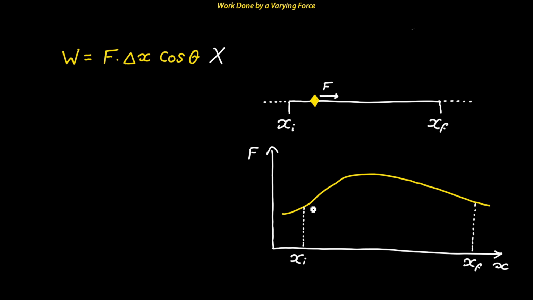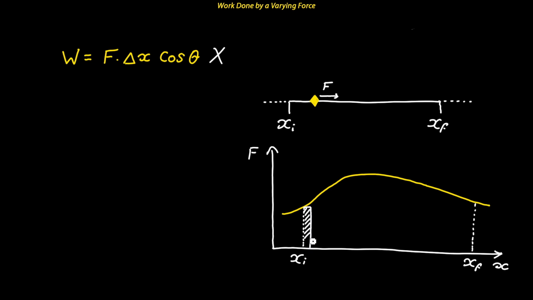So if we cannot use this formula to find the work being supplied to this particle, then what do we do? We can break up the motion of this particle into many small displacements, and we can represent each of these displacements as thin rectangles or bars on this graph.